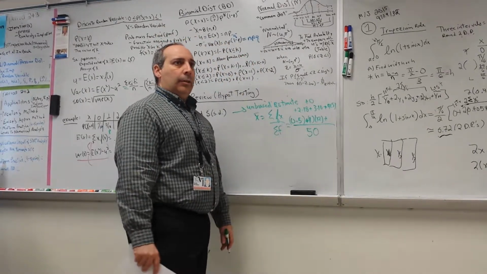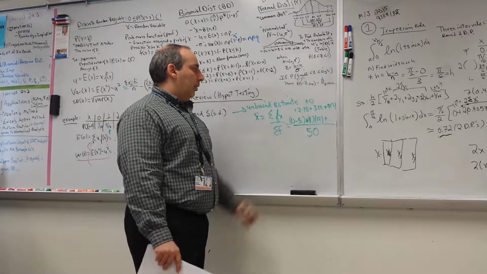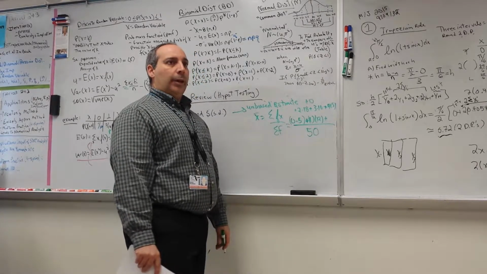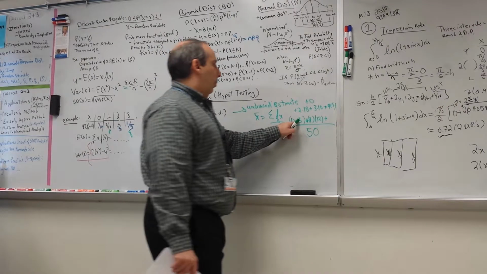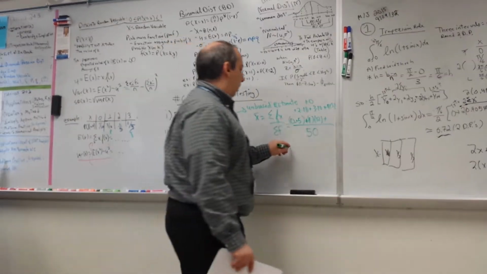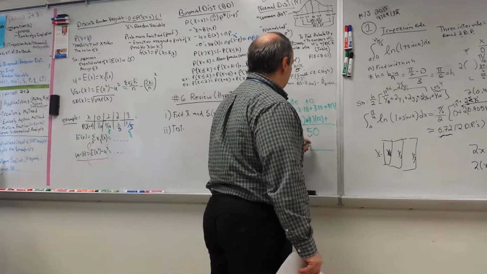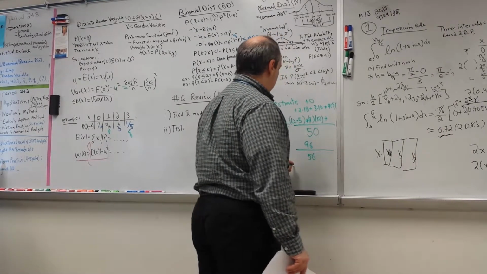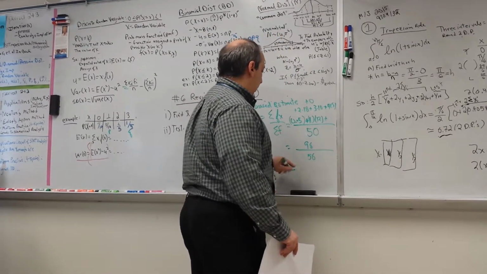Why the 0.5 again? Why the 0.5? 0 times 5. Oh. Okay? Look, the point's a little higher. All right, someone tell me what you get for the top. 98 over 50, and it's going to be exact.